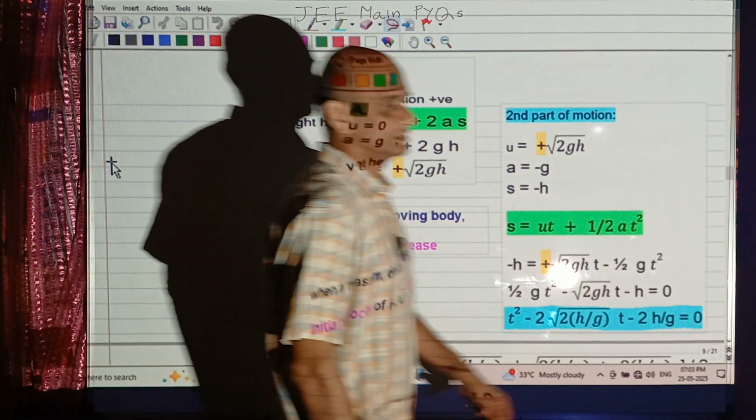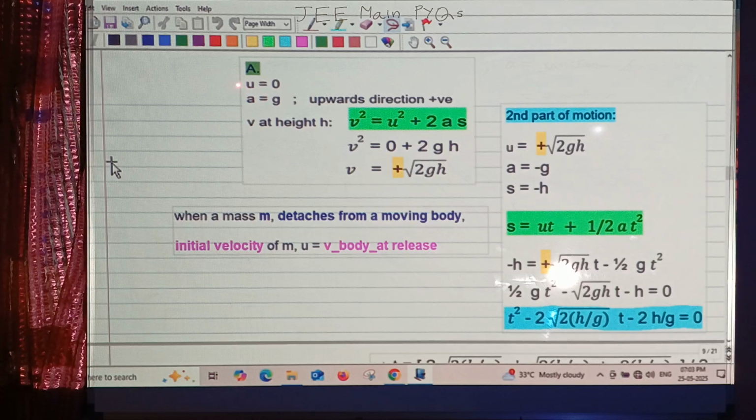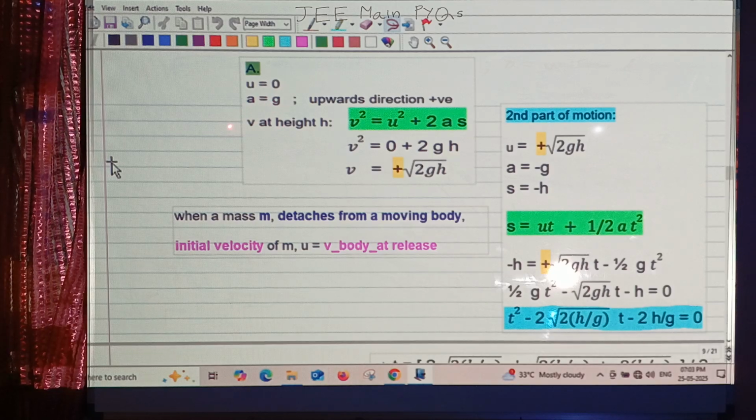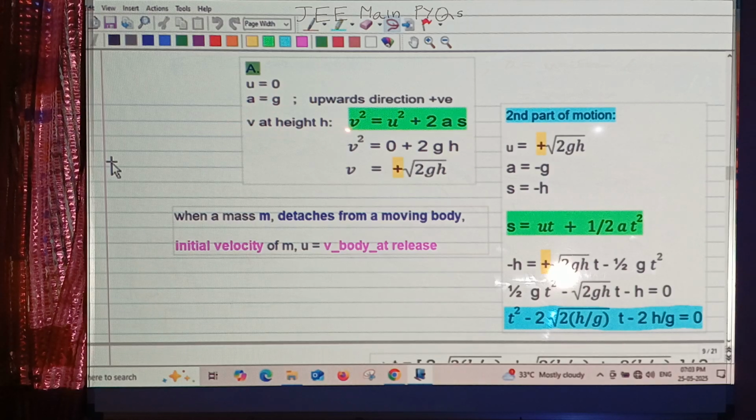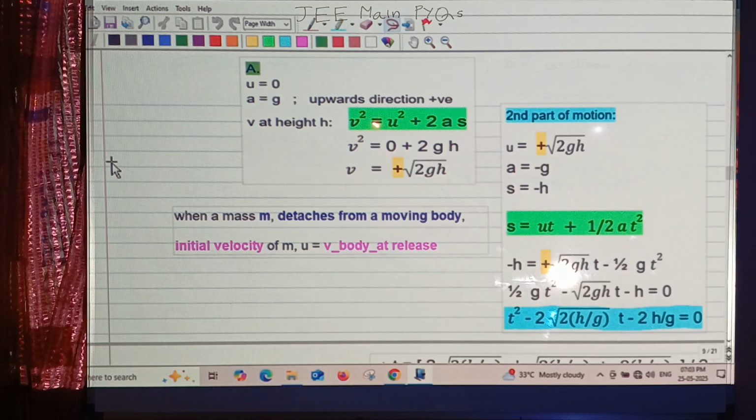So this is what I explained here. For this helicopter motion, starting from rest from the ground, u is 0 and acceleration is upwards g. It's given in the question. So at this height h, the velocity will be from this equation of motion, v squared minus u squared equals 2as. Put the displacement as h, and we get the velocity of the helicopter when it's at a height h as plus root 2gh, because the upward direction is positive.